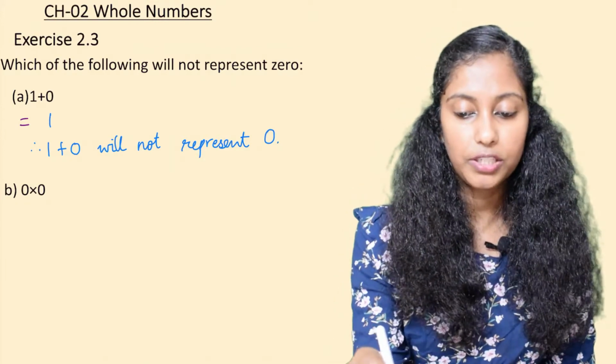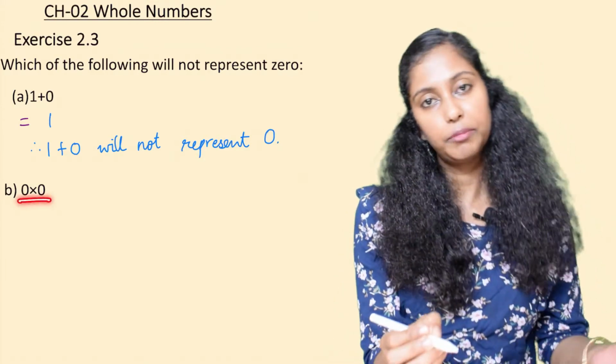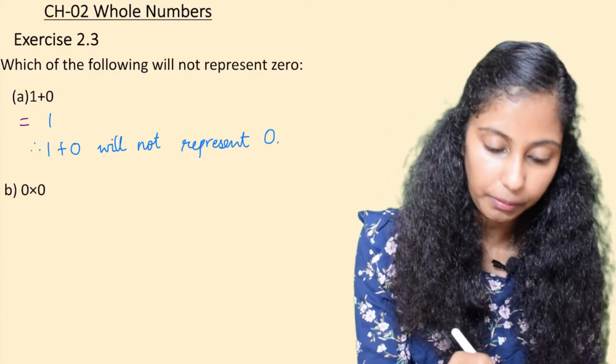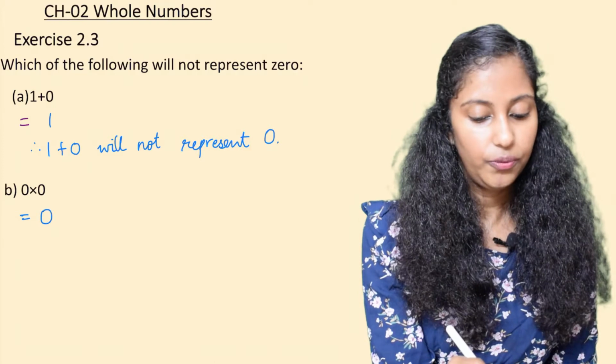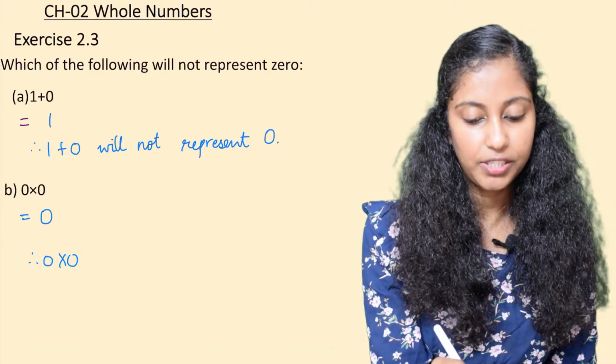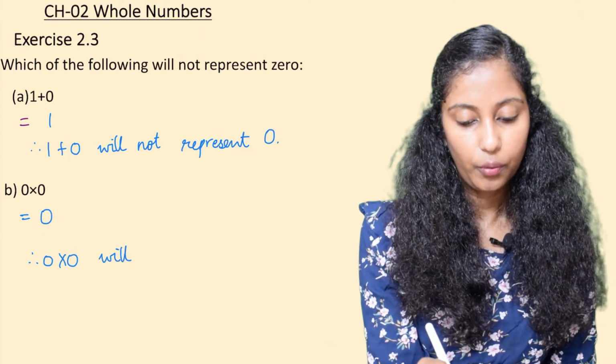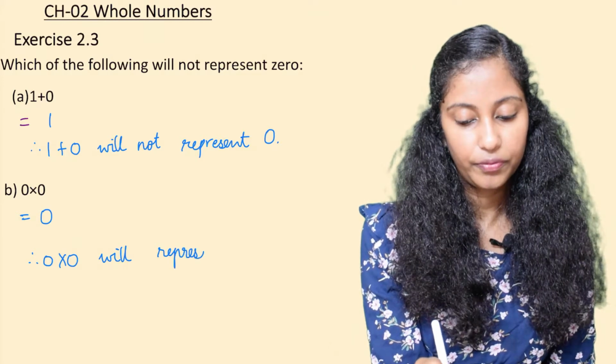The next question is 0 multiplied by 0. Any number multiplied by 0 or 0 multiplied by the same 0 will give us 0 itself. So therefore 0 multiplied by 0 will represent 0.